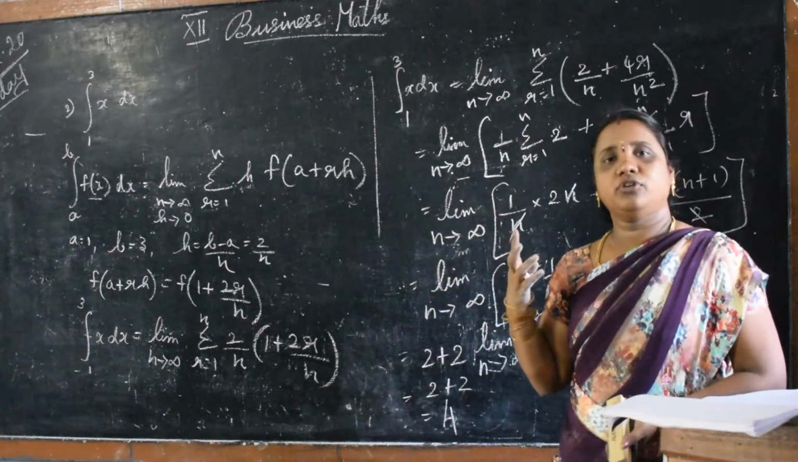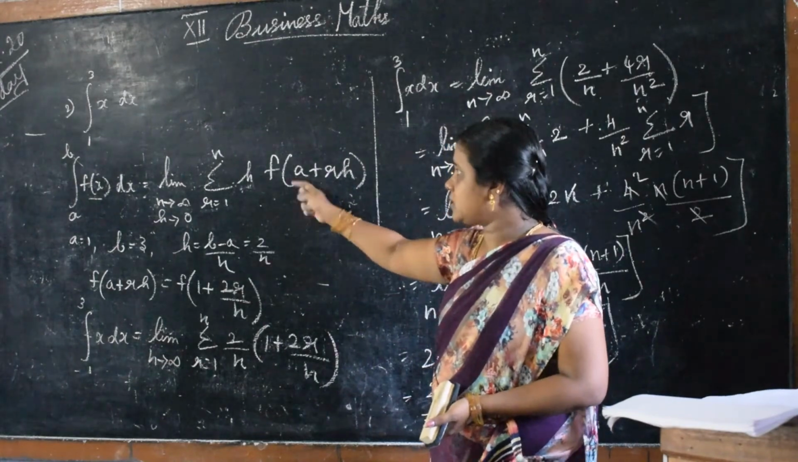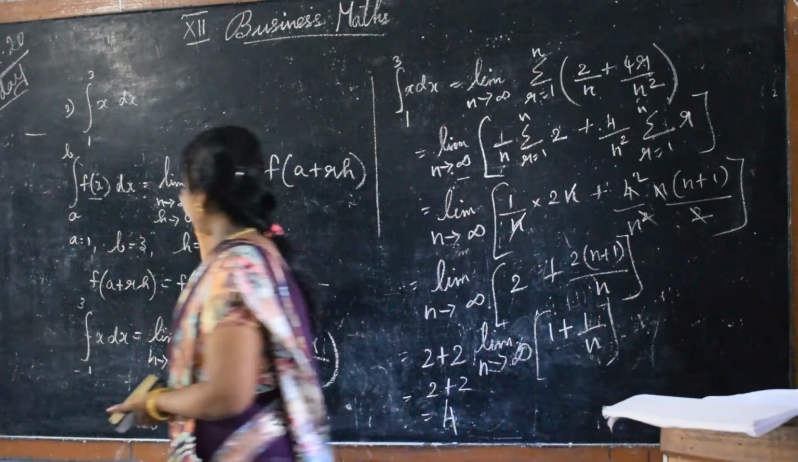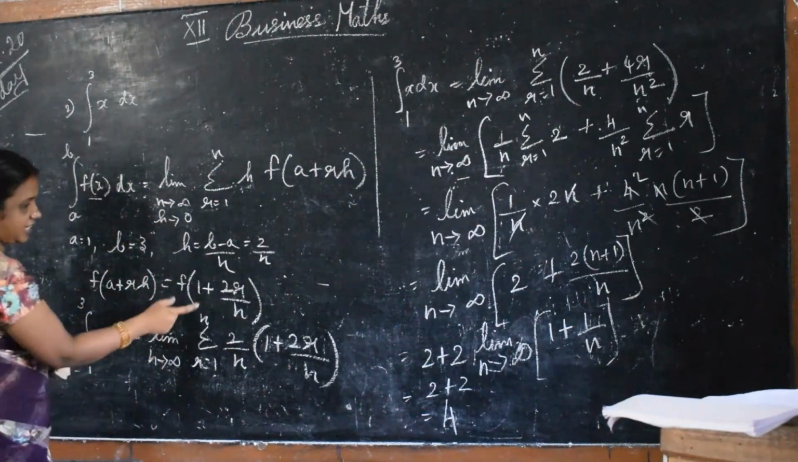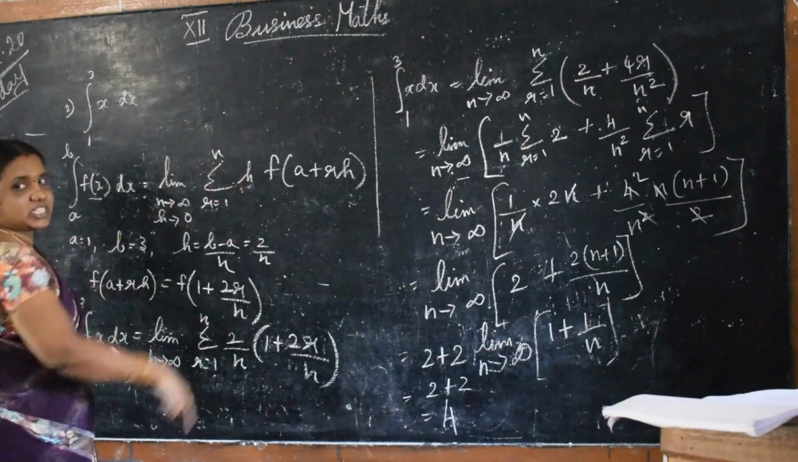Same method. See, totally 4 problems are there. For the remaining, everything is this same method. Same formula you have to use. You have to find f of a plus rh. Here, see, only x dx, only x is there, so directly we can substitute this. Suppose it is not like this but x plus 3 or 2x plus 4.